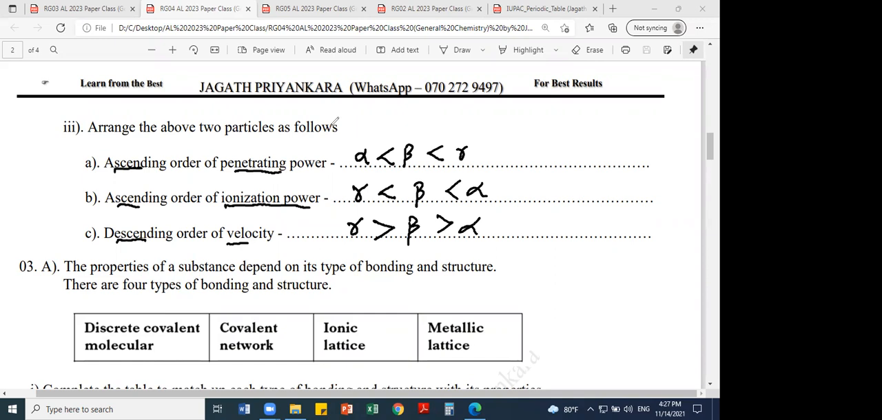Okay. Then the next one, question number 3. Shall I raise this? Please raise your hand if you got all three correct. A, B, C. Right. Good. Very good.